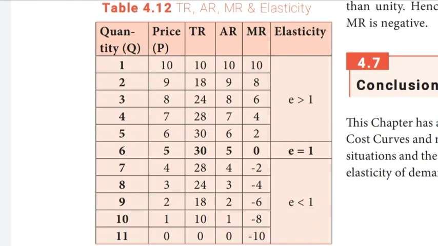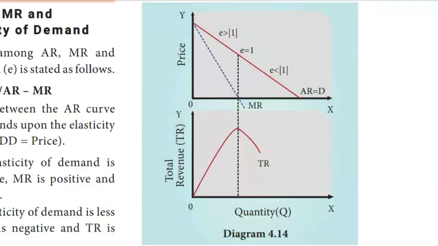First, when price elasticity of demand is greater than 1, MR is positive and TR is increasing. Second, when price elasticity of demand is less than 1, MR is negative and TR is decreasing. Third, when price elasticity of demand is equal to 1, MR is equal to 0 and TR is maximum and constant.